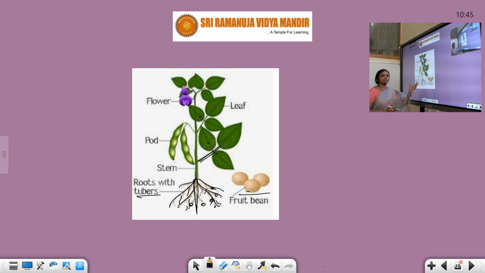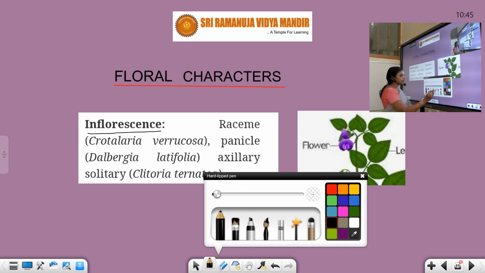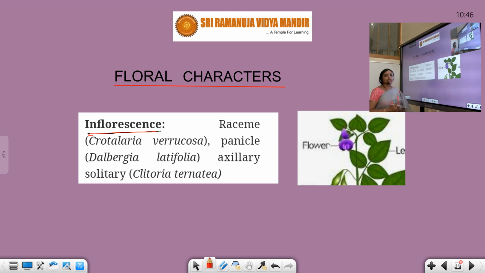When we start floral character, first of all you have to write the inflorescence. What is inflorescence? The arrangement of flowers on the peduncle. That means on the floral axis, flowers are arranged. So let's see in this family how the flowers are arranged. The raceme. What is raceme? In Crotalaria, raceme type of arrangement. And the panicle, that means when raceme is branched, that is called panicle. In Dalbergia latifolia and Crotalaria verrucosa, plant full name is, it is also called sun hemp.